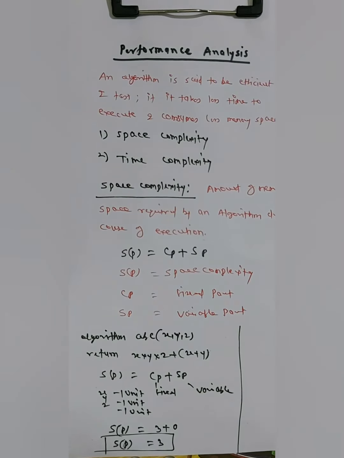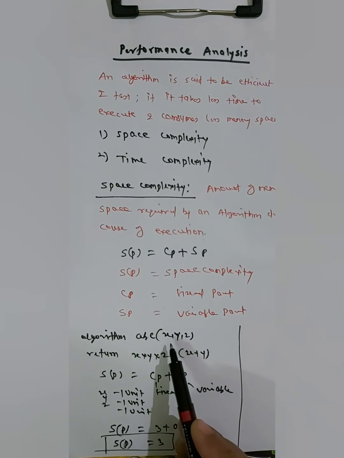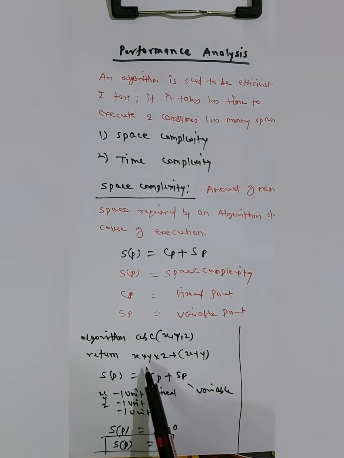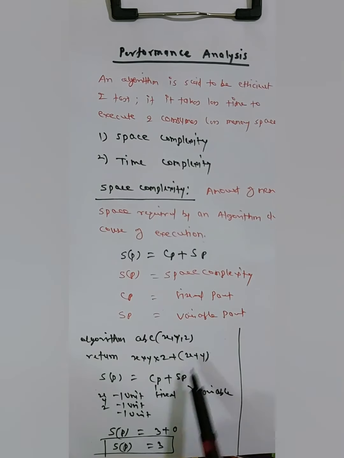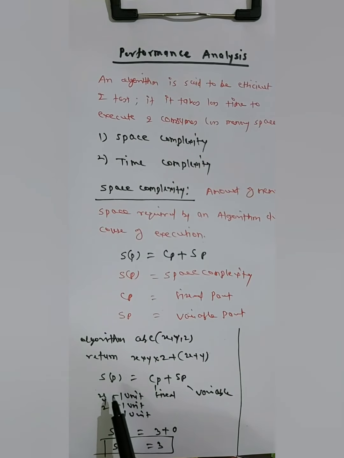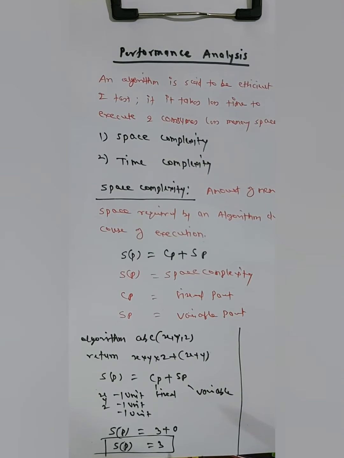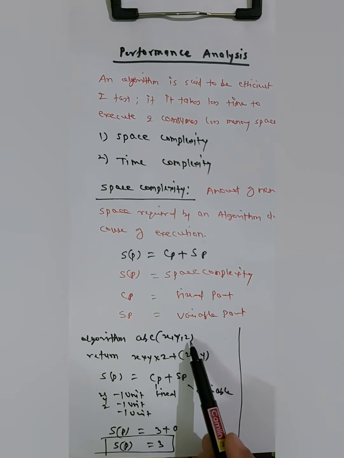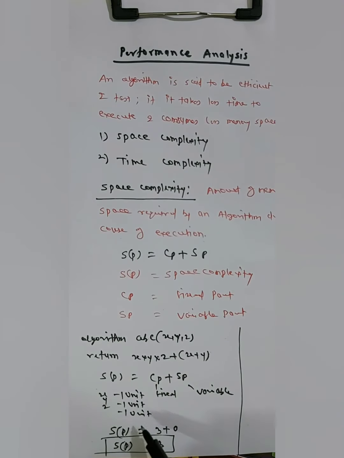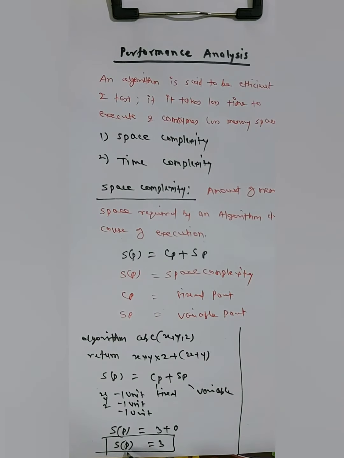See, this is one example. Algorithm ABC(x, y, z) returns x multiply y multiply z plus x plus y, where we have to find the space complexity. S(P) is equal to C(P) plus S(P), where C(P) is a fixed part and S(P) is a variable part. Now we will consider the memory per unit, where x, y and z each take 1 unit. So total 3 units, and there is no variable part, that's why 0. So the total space complexity of the algorithm is 3.